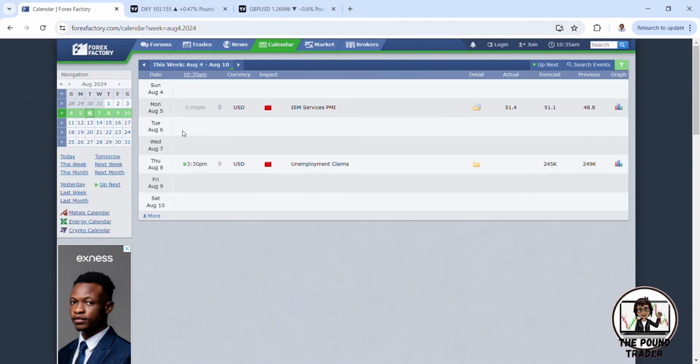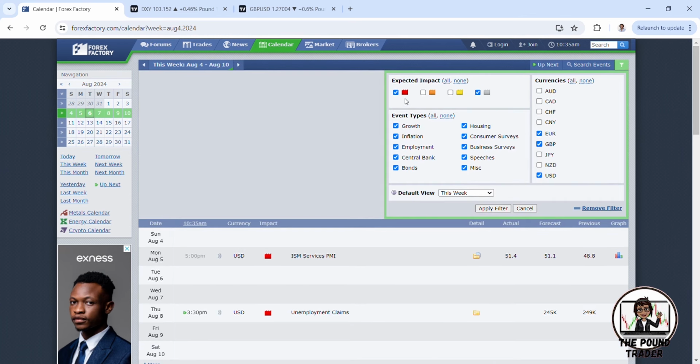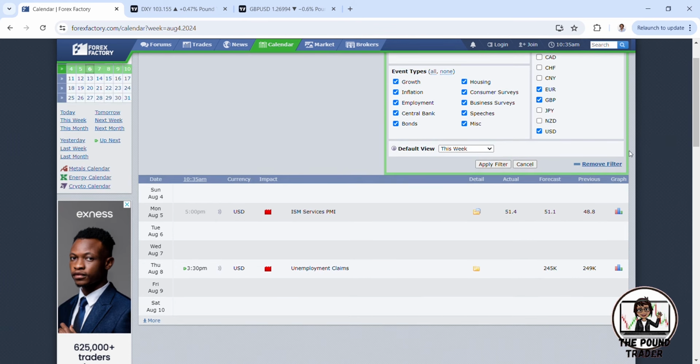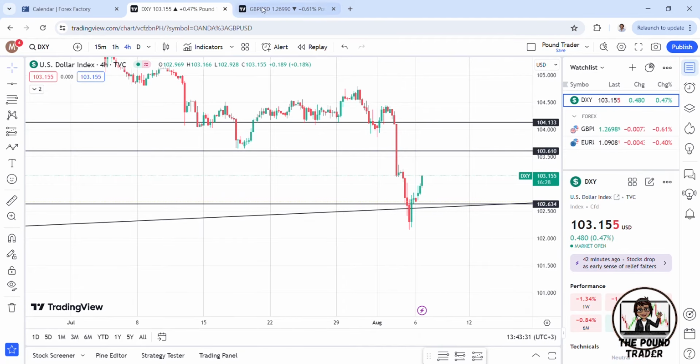On Forex Factory, my calendar is a bit blank today because I filter my news to just show me Euro, Pound, and USD, and I also filter to just give me the high impact news with a red folder. That is why this week on Tuesday and Wednesday we don't have any news affecting the dollar, the pound, or the euro. On Thursday, we have unemployment claims. Hopefully, this news will start pushing the dollar to the upside, just to give it some volatility so that we can start getting those trades.